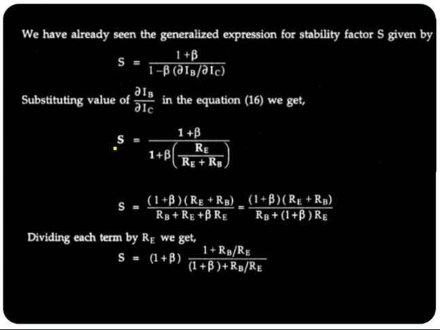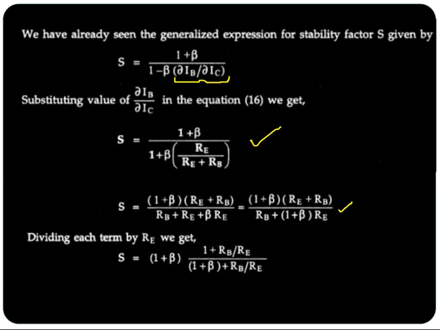What is stability factor S? It is the change in IC with respect to ICBO. So that you get it as 1 plus beta divided by, this is dou IB by dou IC is minus RE by RB plus RE, and you get an expression like this for S. Okay. Now take this RE plus RB to the numerator. You will get it as 1 plus beta RE plus RB divided by RB plus 1 plus beta times RE.